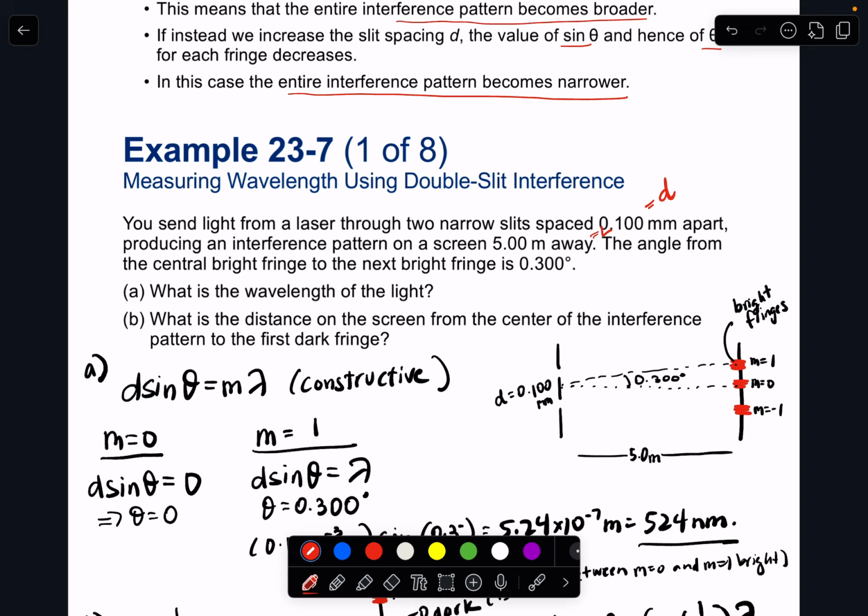And the angle from the central bright fringe to the next bright fringe is 0.3 degrees. So the central bright fringe, remember, is m equals 0. And then the next one would be either m equals 1 or m equals plus 1 or minus 1. Okay, and this would be theta. So the question is, what's the wavelength of the light?